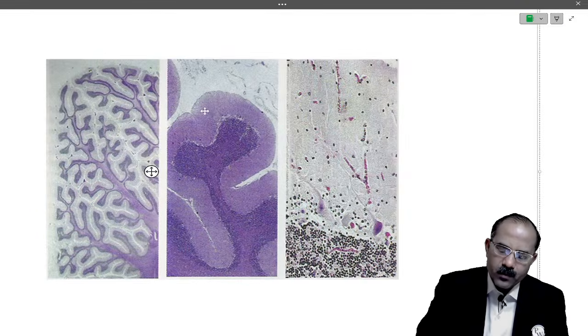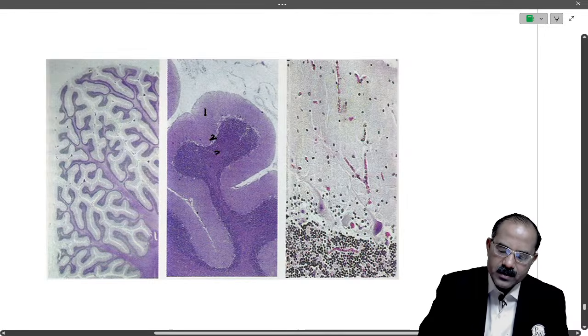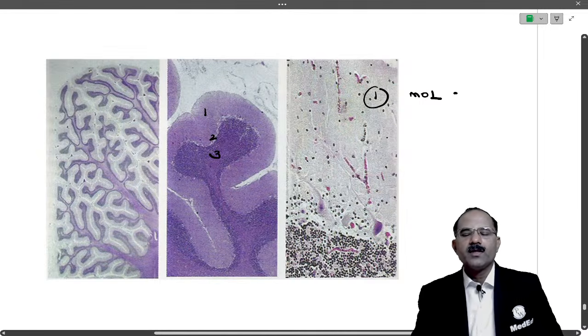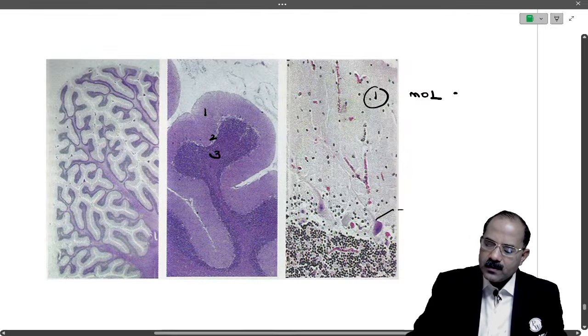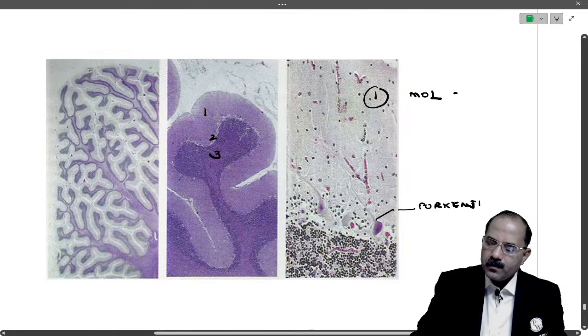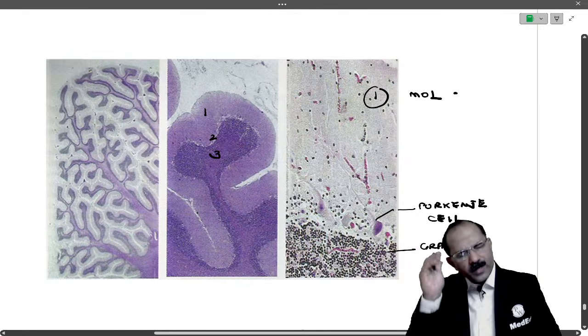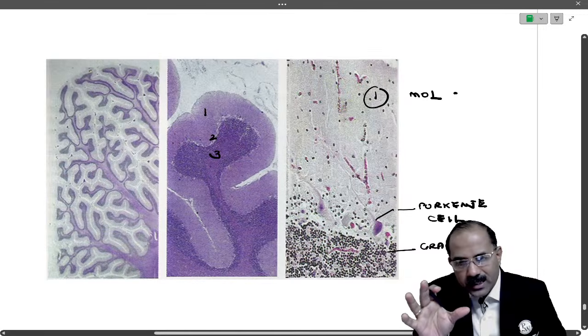So what is this 1, this 2 and this 3? What is number 1? The first layer is what? Molecular layer. What is this? Purkinje cell layer. And what is this? Granular layer. A very, very characteristic slide.